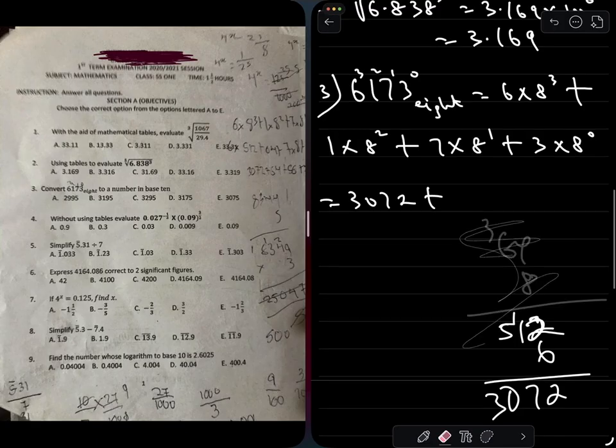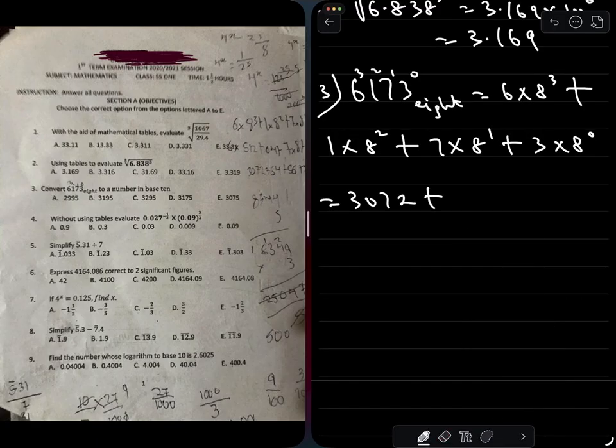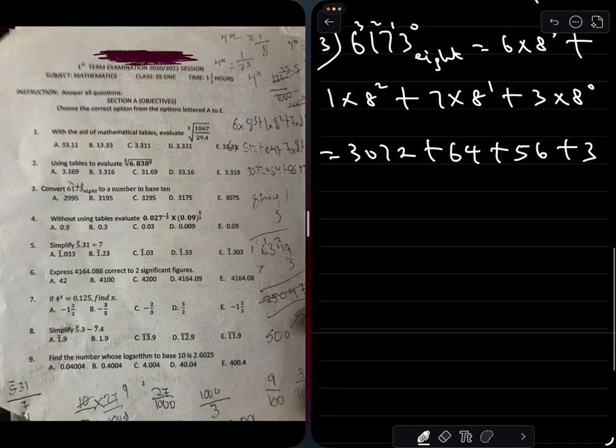1 times 8 raised to power 2. 8 raised to power 2 is 64. 1 times 64 is 64. Plus 7 times 8 raised to power 1. 8 raised to power 1 is 8. Times 7 is what? 8 times 7 is 56. Beautiful. 8 raised to power 0 is what? 8 raised to power 0 is 1. Times 3, 3 times 1, 3. Beautiful. So what do we have?